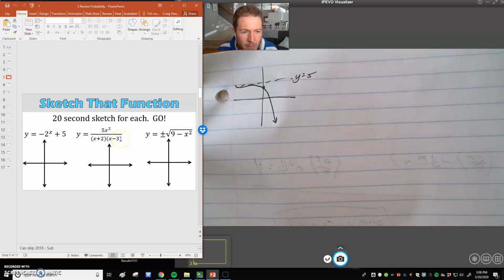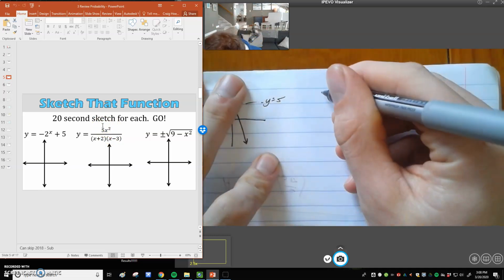Oh, a rational function. We haven't seen these for a little bit. The big things to remember for these are if you divide by 0, you get a vertical asymptote. If you have 0 divided by 0, you get a hole. And if the top is 0, you get an x-intercept. So let's sketch this and see what happens.